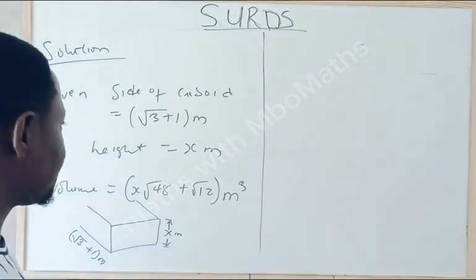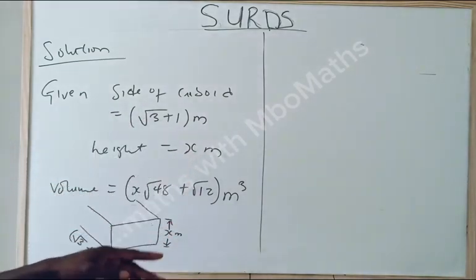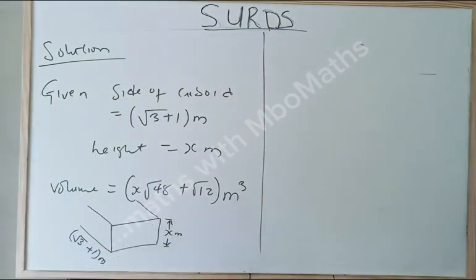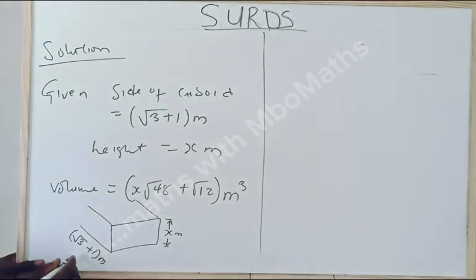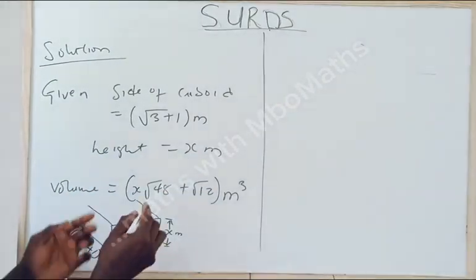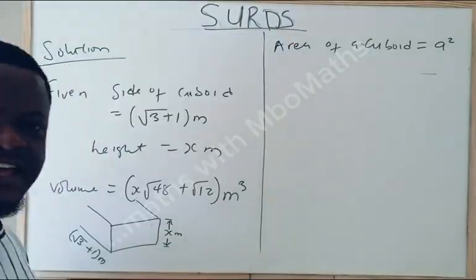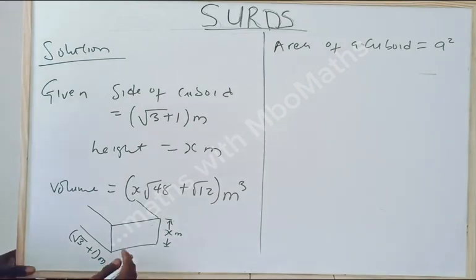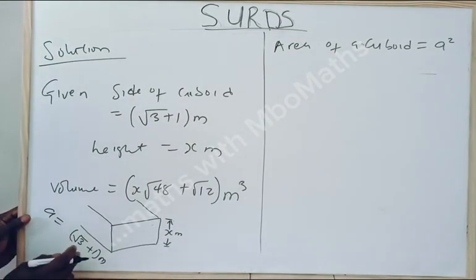So guys, look at the board. These are our given parameters. This is one side of the cuboid. I made a sketch of a cuboid for easier understanding. If you look, the base of this cuboid is a square, so it means that all the sides are equal. One side of it is given as this value. The height is x here, and the volume is given as this value. So as you know, the area of the base is A squared, where A is the length of one side. In this case, A is what? A is equal to root 3 plus 1.